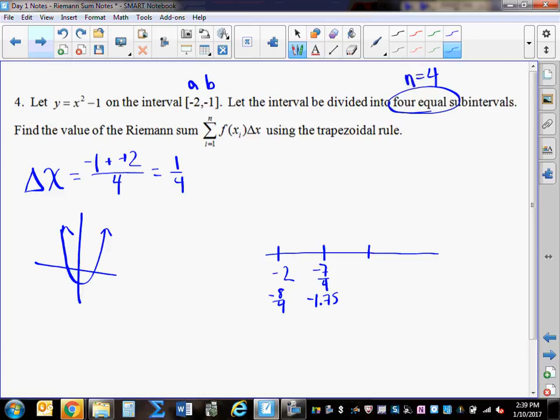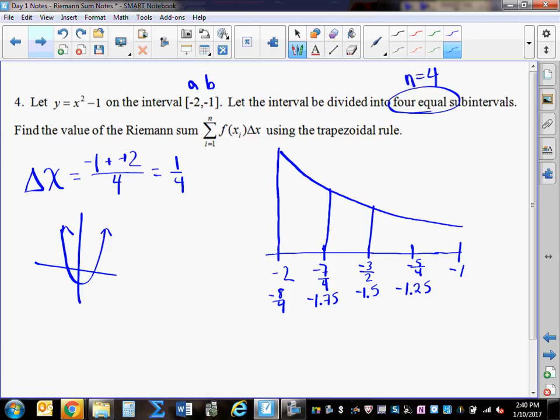Alright, what's my next interval? Good, -6/4 or -3/2. Or again, -1.5. And then I would have -1.25. And finally my -1. Here are those fractions I was looking for. Here, I should be consistent. Alright, we know this is going to be a decreasing one. And we're dealing with trapezoids. Alright.